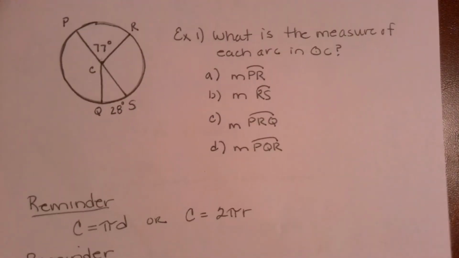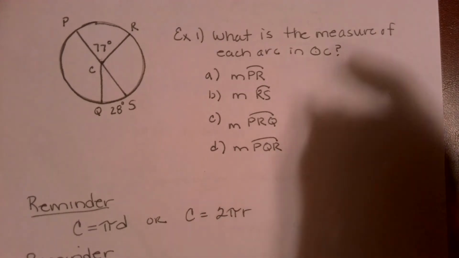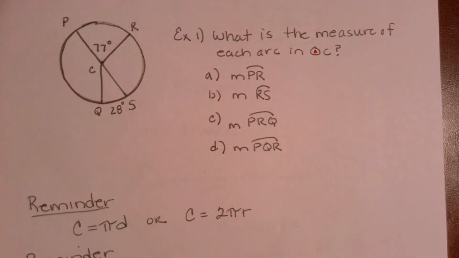Okay? All right, let's take a look at the second page here. At the top it says, what is the measure of each arc in circle C? Okay, so go ahead and I'm going to give you just a minute here. You guys go ahead and try to write down what you think they would be. If you're not done, go ahead and pause the video and then start it up after you get all 4 of them.